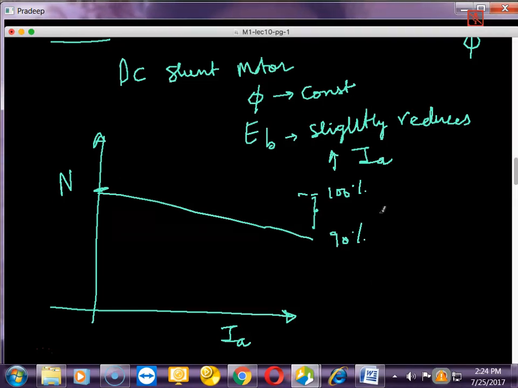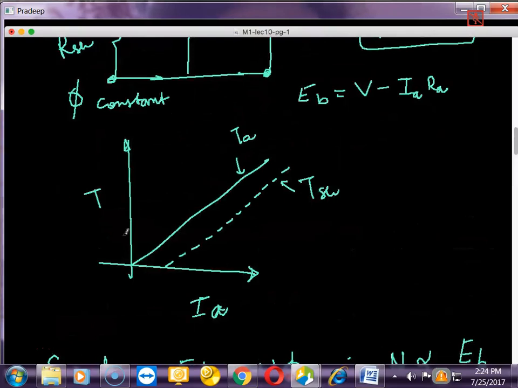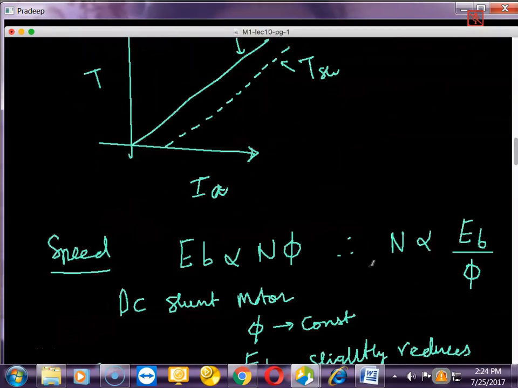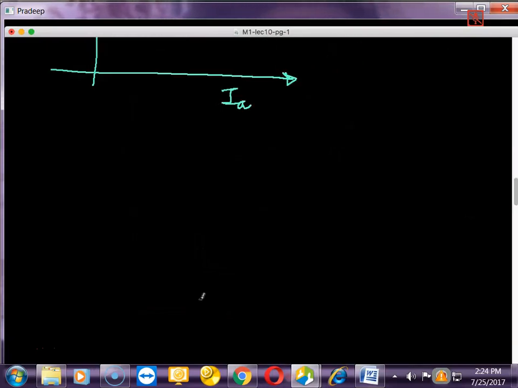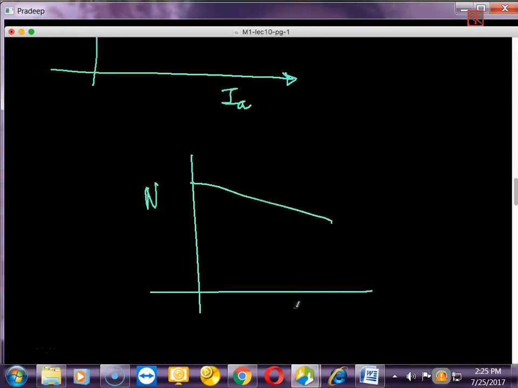Now, depending on these two, I have Ia versus torque, and then I have Ia versus speed. Torque and Ia are almost proportional. So therefore, I get the torque versus speed characteristic like this for a DC shunt motor. With this, we conclude the characteristics of a DC shunt motor.